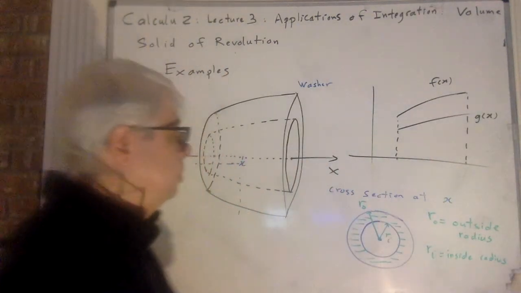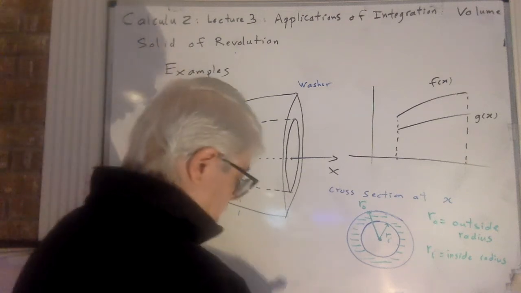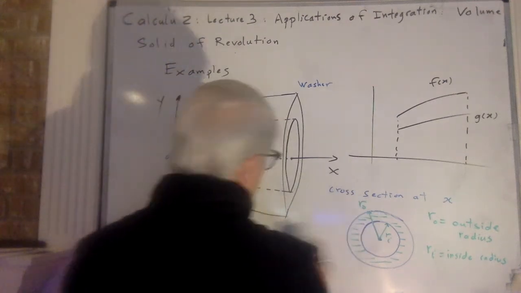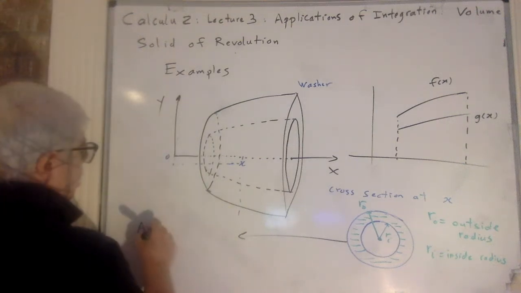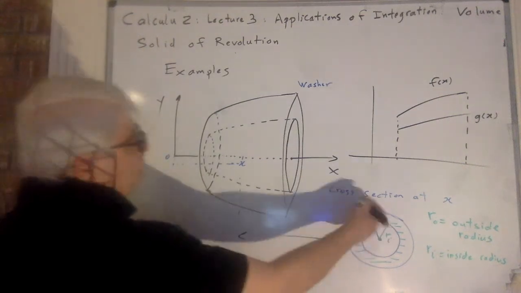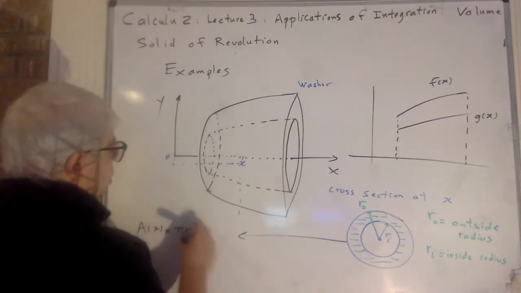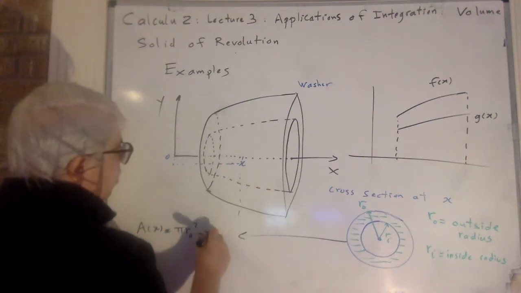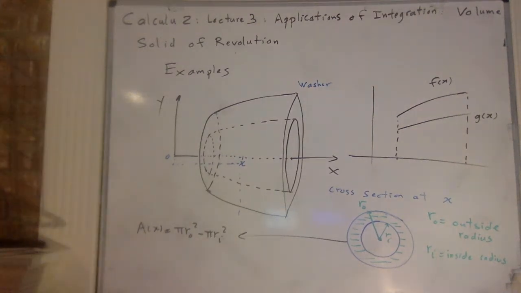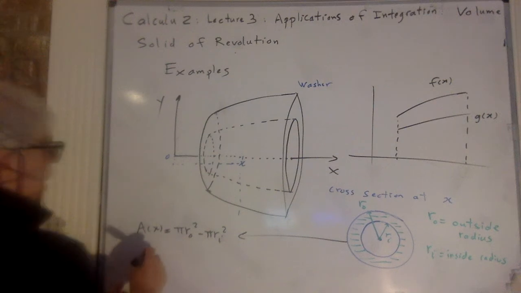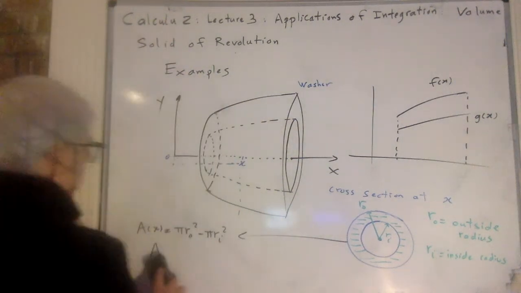Inside radius. Okay? So what is A(x) in fact? A(x) will be, this is at point x, the area will be the area of the outside circle, which is pi Ro squared, minus the area of the inside one. So A(x) is in fact this. If this is A(x), then the volume will be A(x) dx.